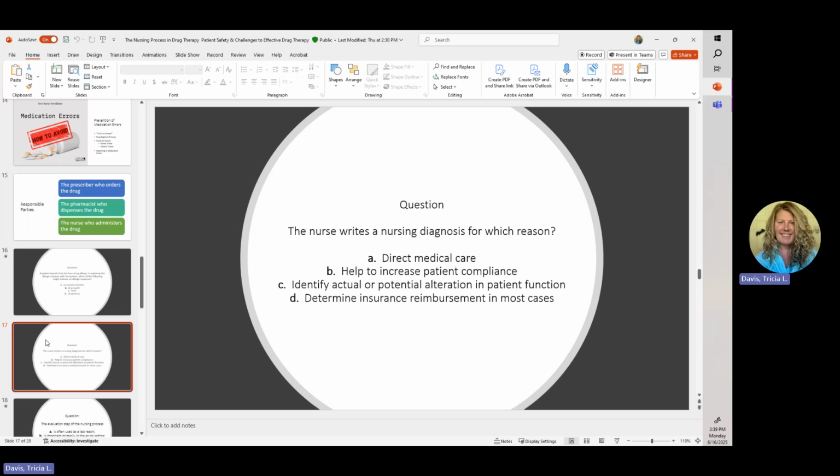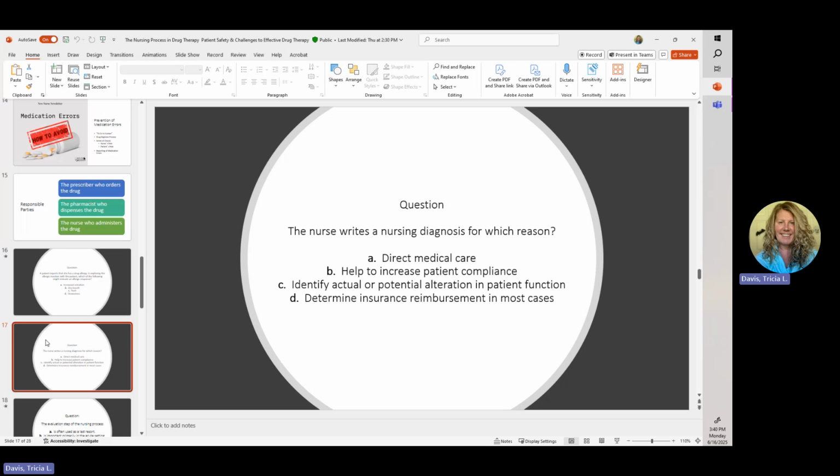Is it A, to direct medical care? Is it B, to help to increase patient compliance? Is it C, identify actual or potential alterations in patient function? Or is it D, to determine insurance reimbursement in most cases? So the first thing you need to understand is that creating a nursing problem is only done by nurses. No one else does this. Your physicians don't do this. Your nursing techs don't do this. Only nurses do this. So this is something that is very unique to our practice.